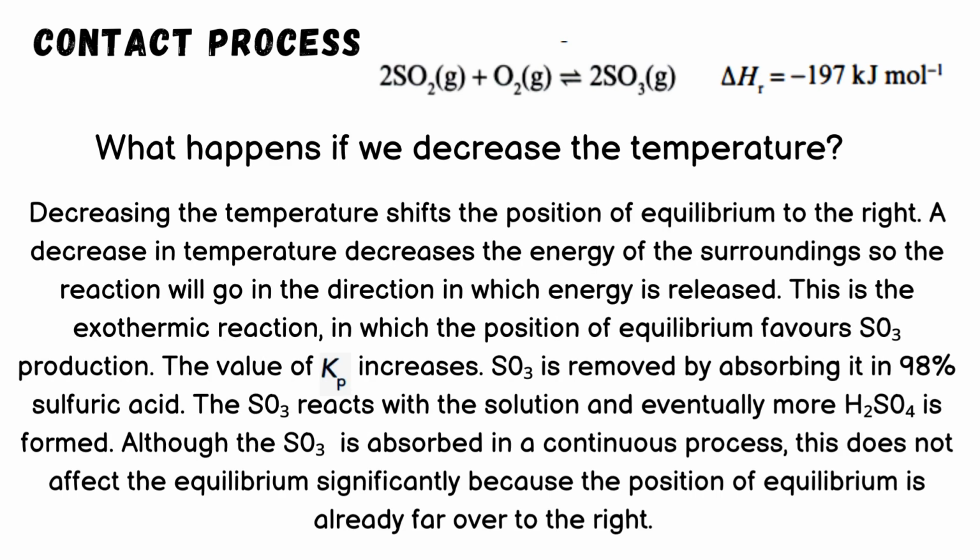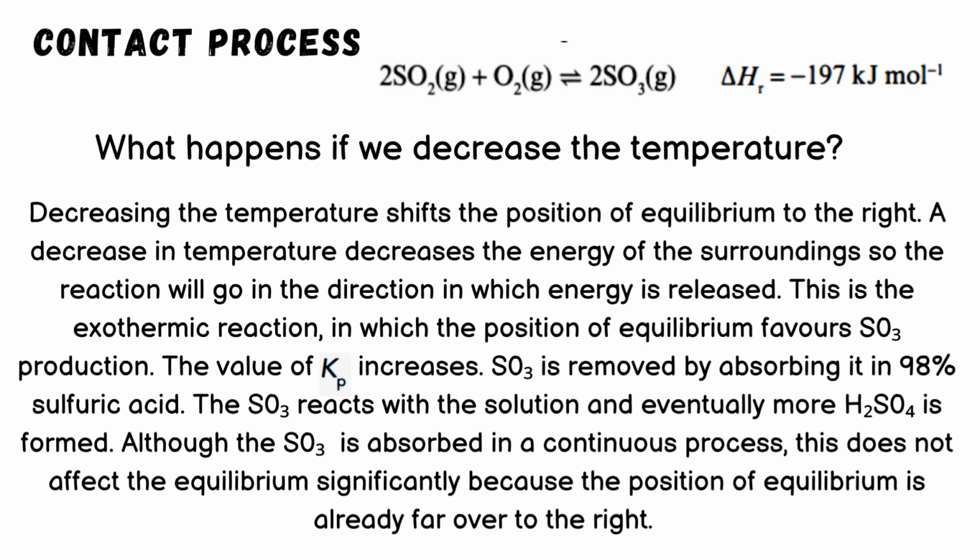What happens if we decrease the temperature? Decreasing the temperature shifts the position of equilibrium to the right. A decrease in temperature decreases the energy of the surroundings, so the reaction will go in the direction in which energy is released. This is the exothermic reaction, in which the position of equilibrium favors SO3 production. The value of Kp increases.